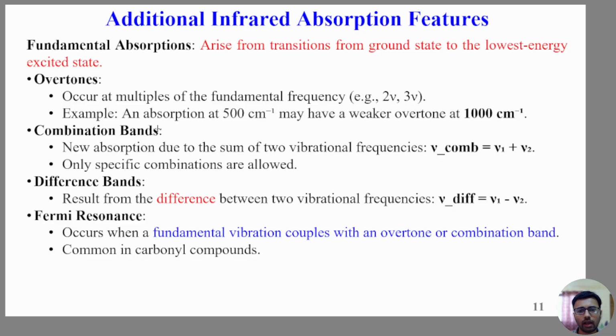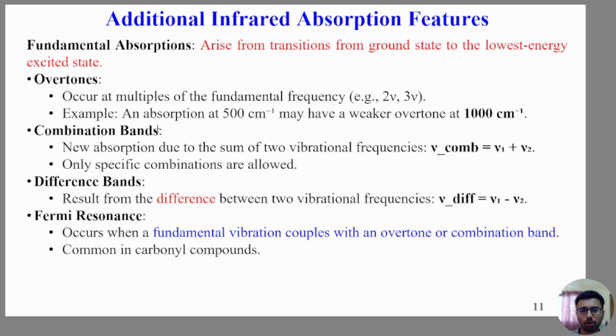First, we have fundamental absorptions. These are the primary peaks we usually focus on when analyzing spectra. A fundamental absorption corresponds to a transition from the ground vibrational state to the first excited vibrational state. In quantum mechanical notation, this transition is written as ν = 0 to ν = 1.